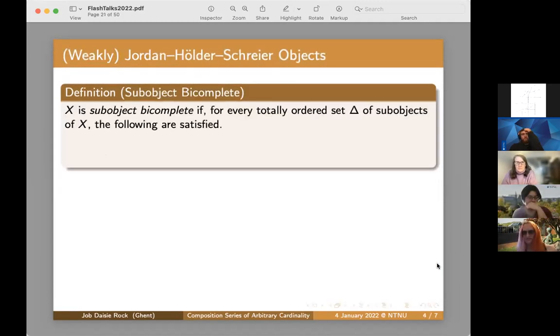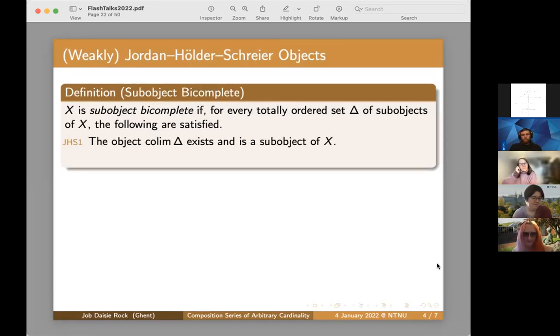I know, lots of definitions. So X is sub-object bi-complete. So now we're moving away from a particular bi-complete subchain of X and talking about X as a whole. And so if you take every totally ordered set of sub-objects, then the colimit exists and is a subobject of X. This is not always guaranteed if the colimit exists, by the way. And then the limit exists and is a subobject of X.